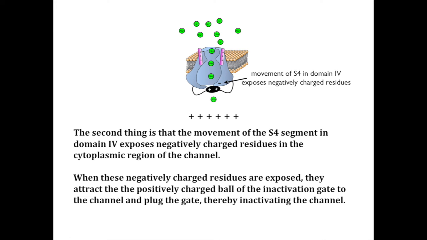The second thing is that the movement of the S4 segment in domain 4 exposes negatively charged residues in the cytoplasmic region of the channel that's indicated in the upper figure. When these negatively charged residues are exposed, they attract the positively charged ball of the inactivation gate to the channel and plug the gate, thereby inactivating the channel.